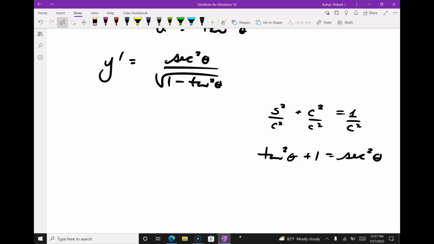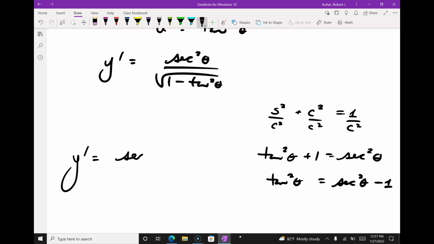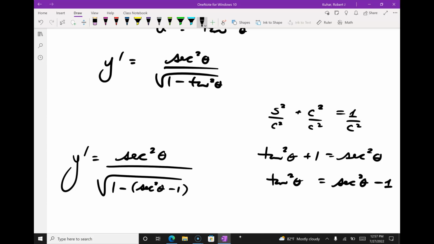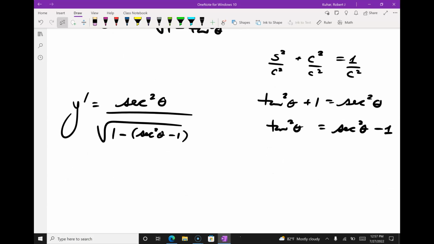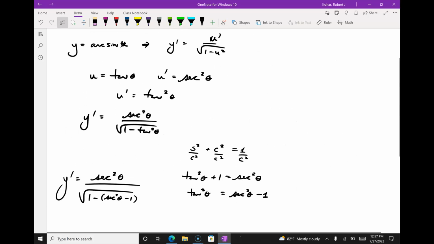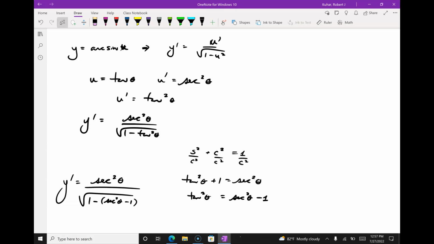I guess I could put a tan squared in, so tan squared is secant squared theta minus 1. Let me try that. I don't know if it works. This looks pretty simple already, but so I'm doing square root of 1 minus what tan squared is, and that is secant squared theta minus 1. Again, I don't know if I need to go further here. I don't know if it's going to get easier.